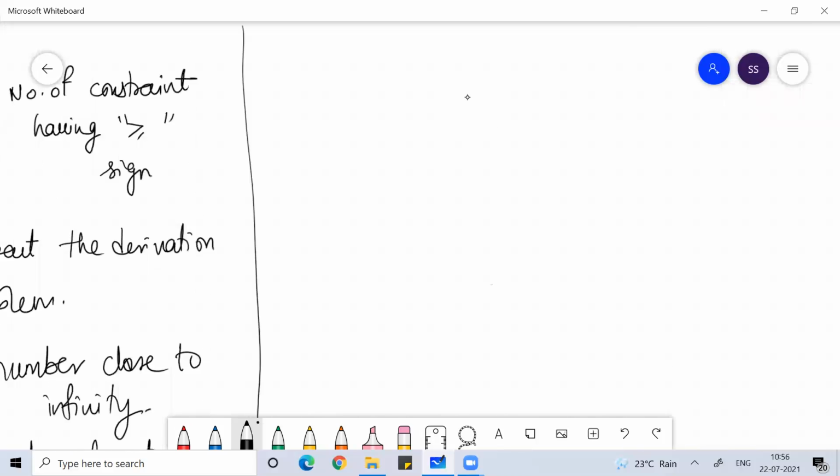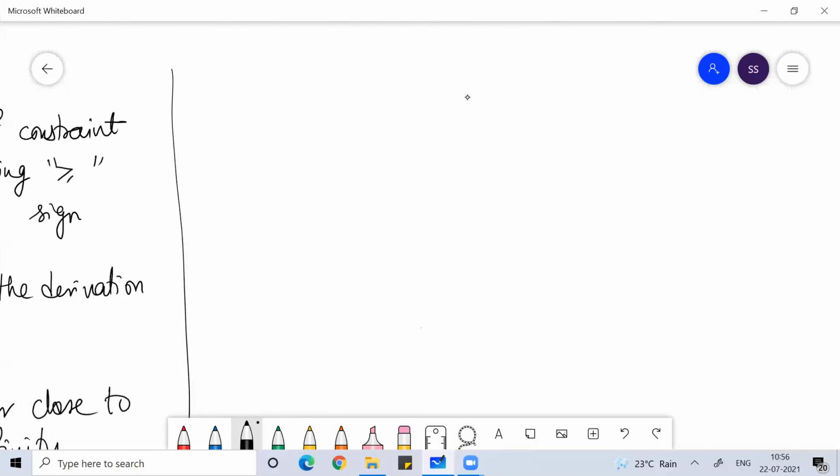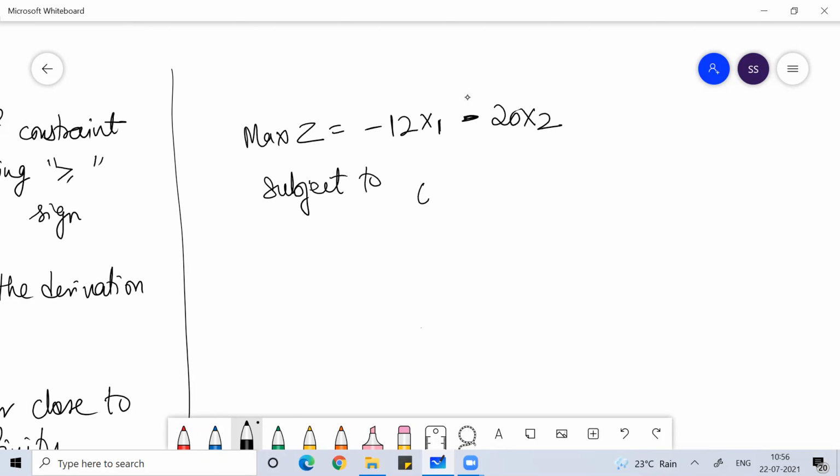So now the same problem I can write as maximize z is equal to minus 12x1 minus 20x2, okay, then subject to 6x1 plus 8x2 minus s1 plus a1 is equal to 100.